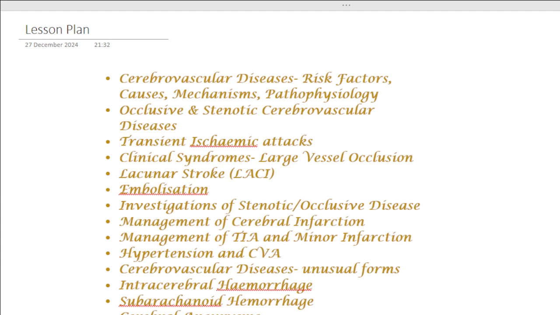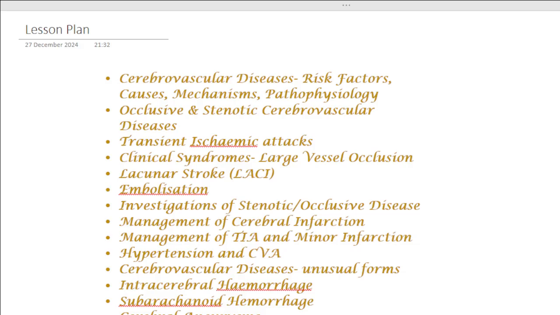Clinical syndromes we are going to see, that's very important. Large vessel occlusion basically, and we are going to see complete anatomy, and based on anatomy how you can understand where the symptoms will come, which symptoms will come, and which part of the brain the symptoms are originating from. So we are going to see it in correlation with the anatomy. Then we are going to see a very short note on lacunar stroke as well, LACI. It was a question asked in some examinations, a few of the students were saying.